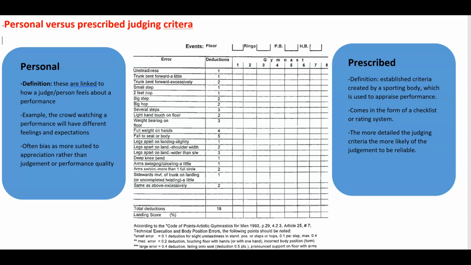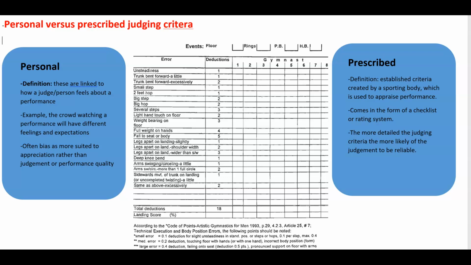criteria. Now, they might have their own personal feelings about that performance, and some may like it more than others, but they have to use this criteria, and they can't be biased because it's a set criteria and it's set by the sporting body. These usually come in the forms of checklists, as you can see in the middle, or a rating system, such as diving.